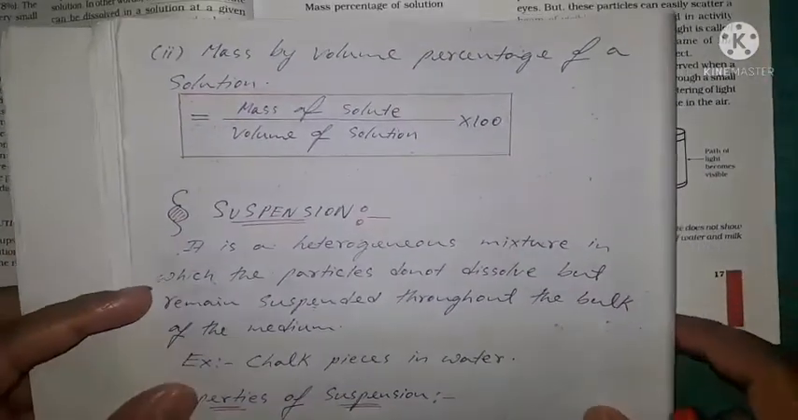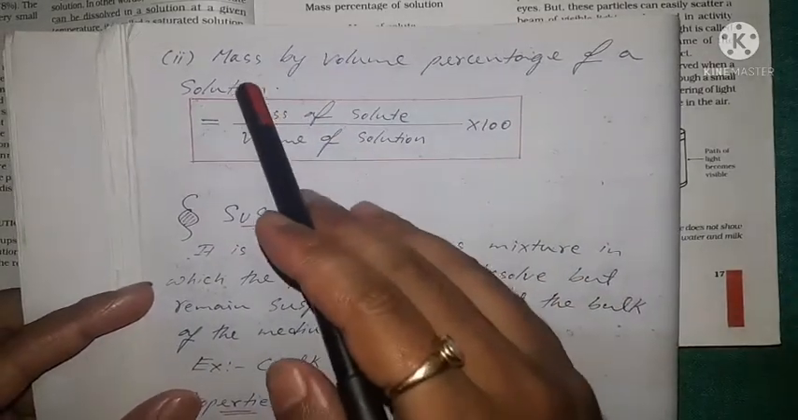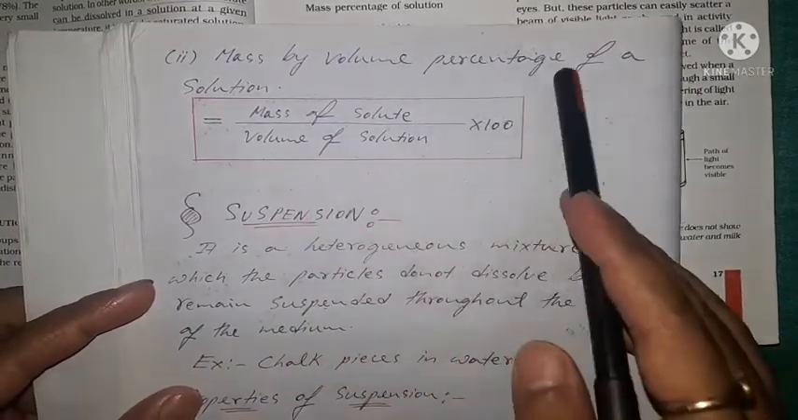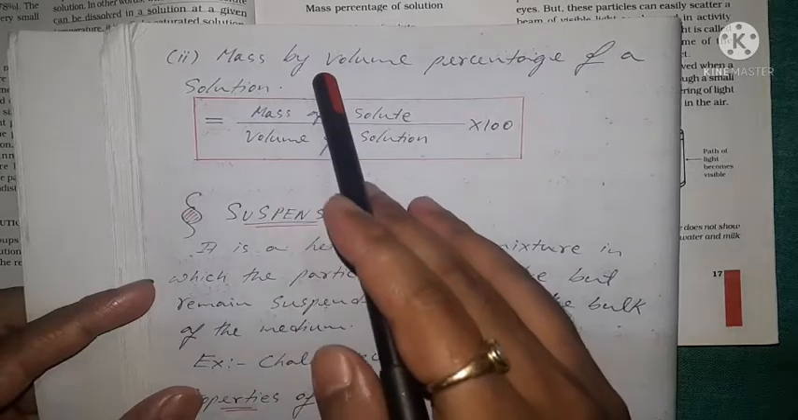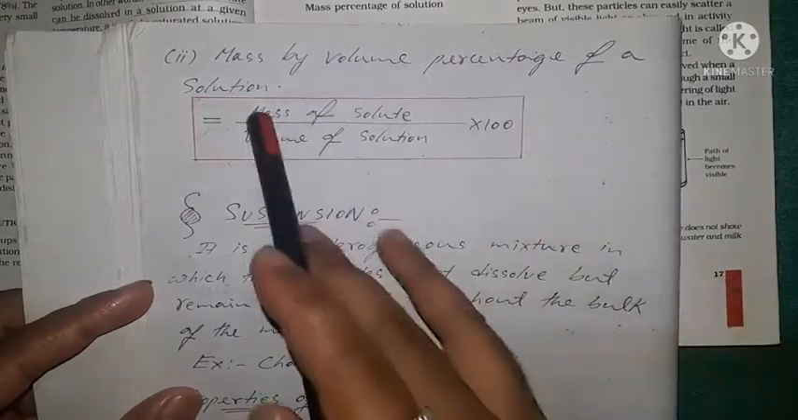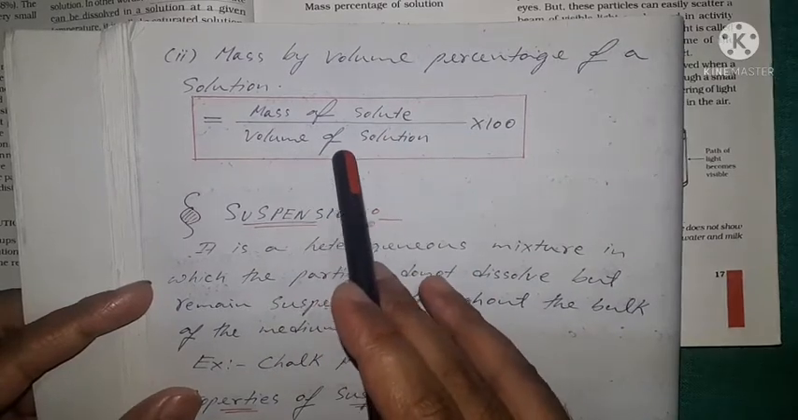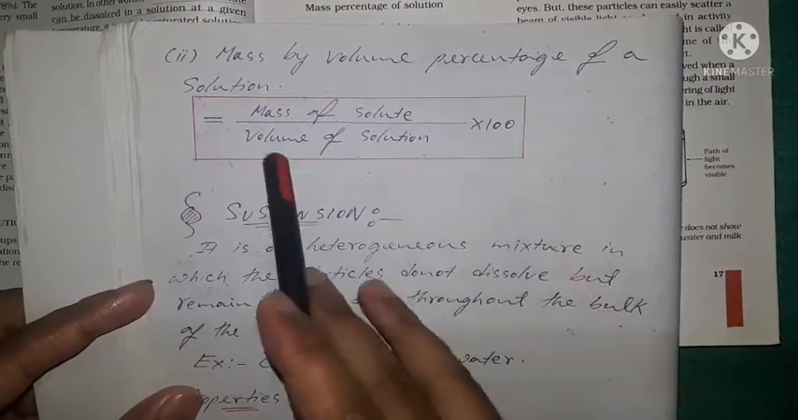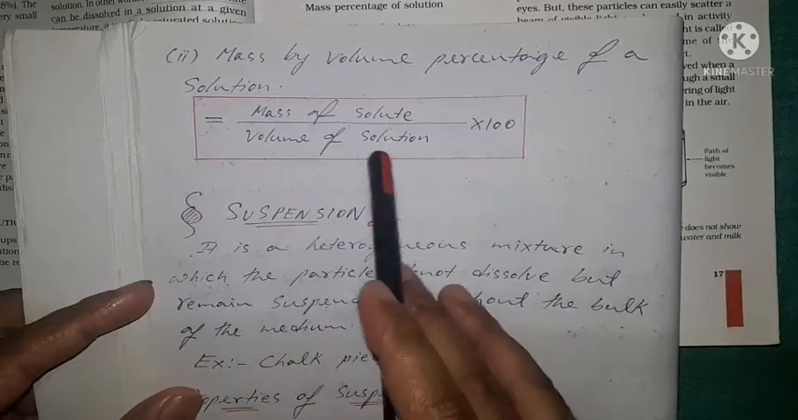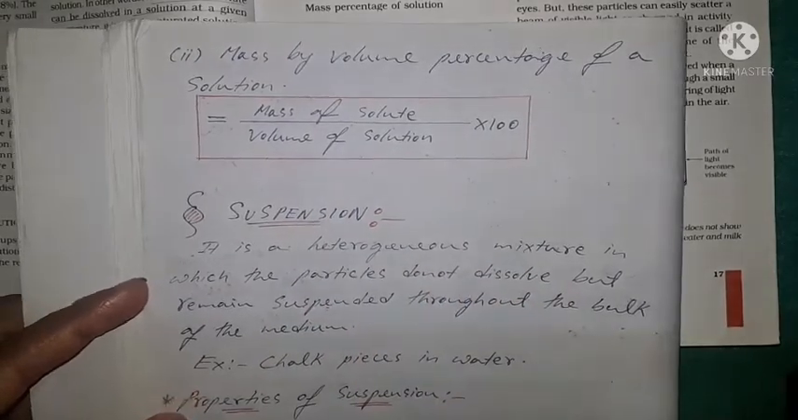And the second way is mass by volume percentage of a solution. That is the mass of solute divided by the volume of solution, into 100.